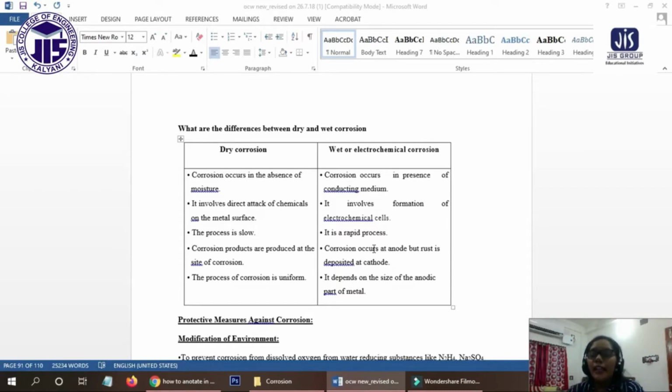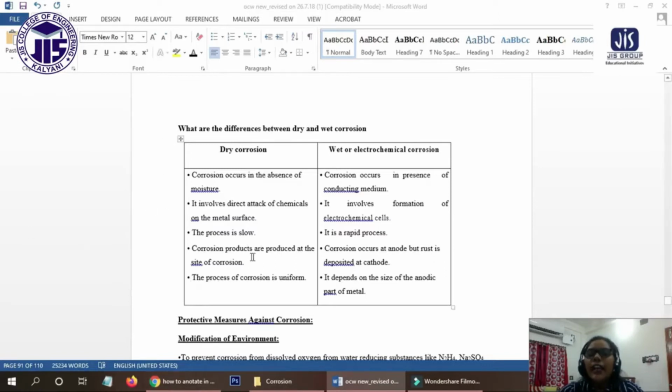Dry corrosion is also called chemical corrosion. Why? Because some chemical reactions are involved in this corrosion. That is why dry corrosion is also called chemical corrosion. Now wet corrosion or electrochemical corrosion involves the formation of electrochemical cells. Dry corrosion is a very slow process and wet corrosion is a rapid process.